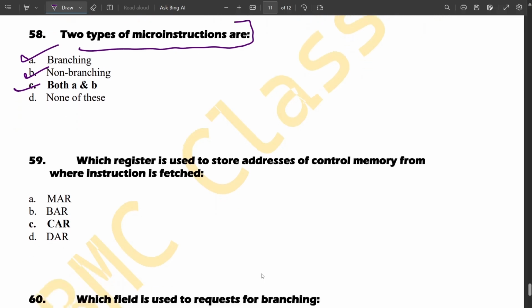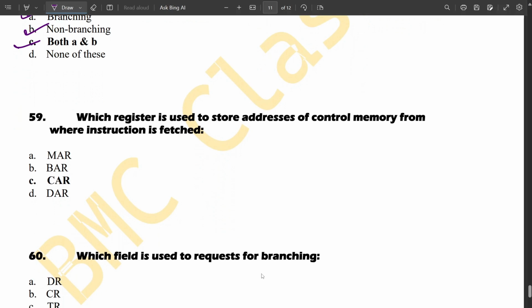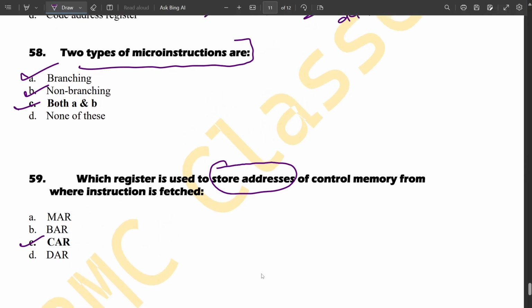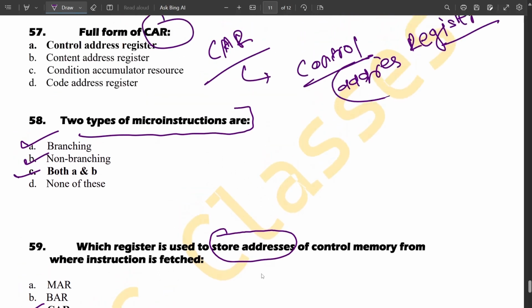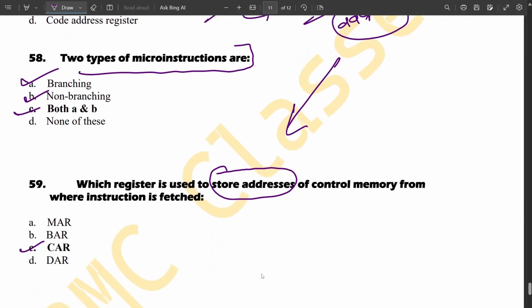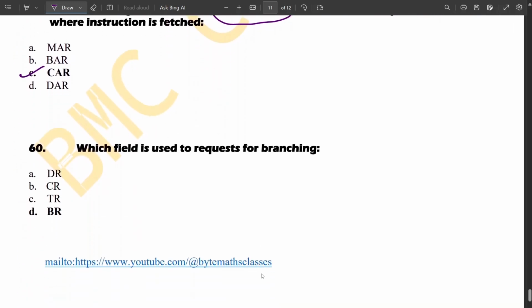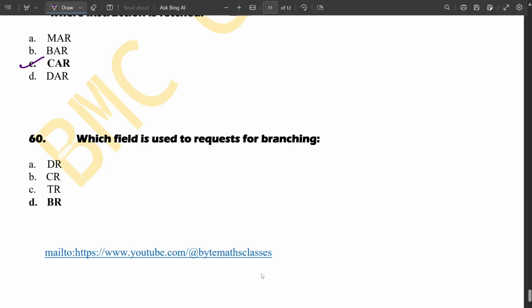Next, which register is used to store the address of control memory from where the instruction is fetched? So this answer is C, CAR. The CAR register is used to store address. CAR is the full form of control address register. So this will be correct. Next, which field is used to request for branching? For branching, you see B or this. Option number D is correct.